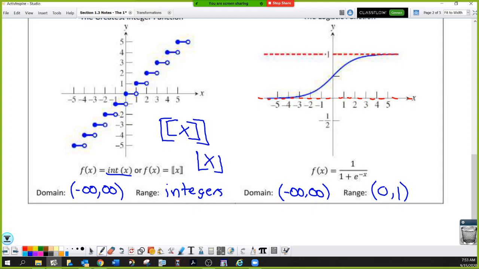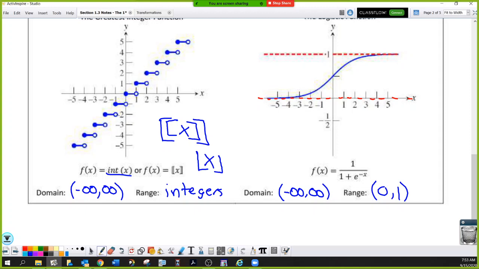Could we vertically stretch it? Yes, we could. But for now, we're just worried about the parent function. And the rest of this lesson is just about recognizing properties. For example, the logistic function is a bounded function just like sine and cosine. It has an upper bound and a lower bound.